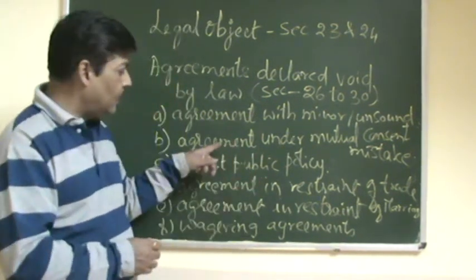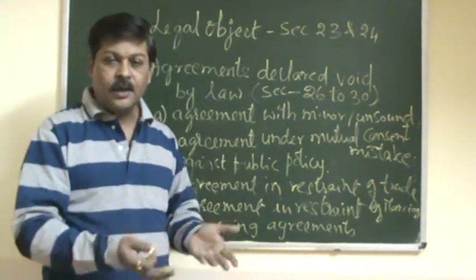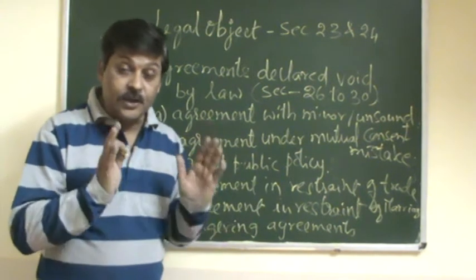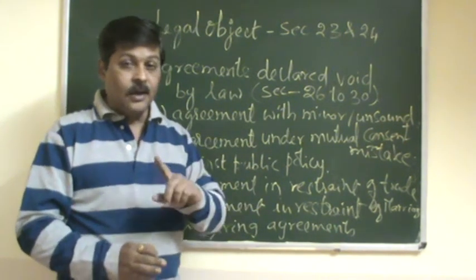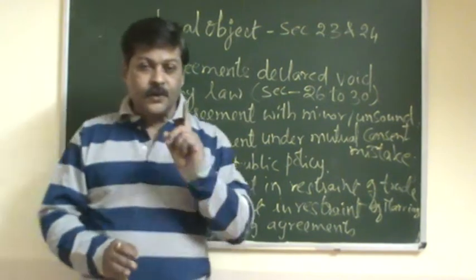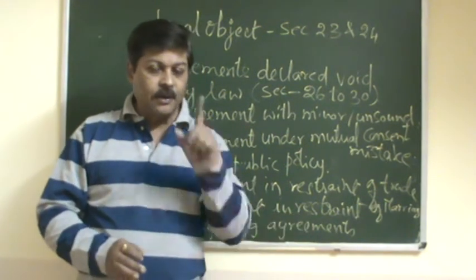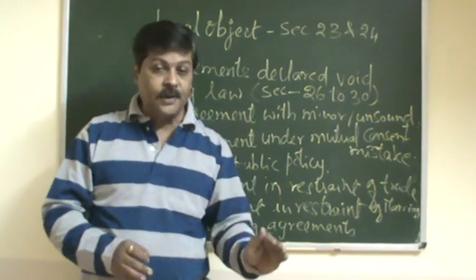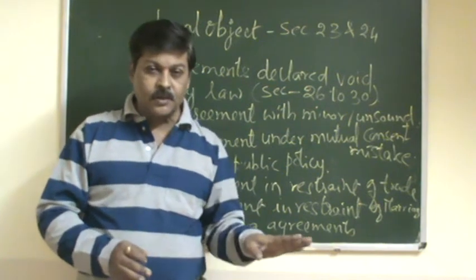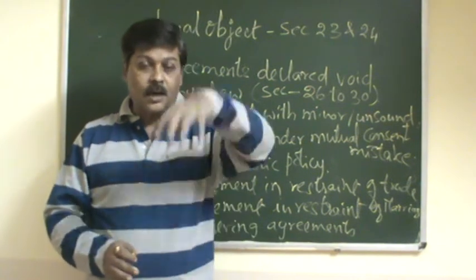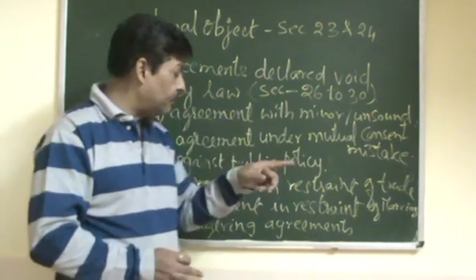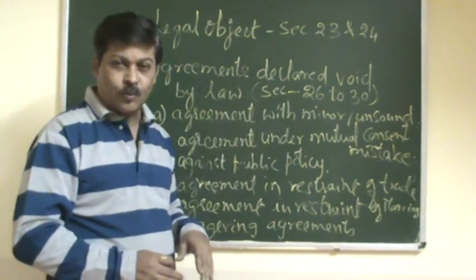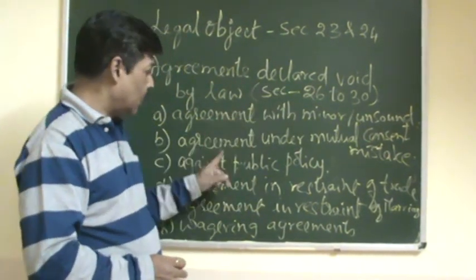So for that reason, where such a mistake is committed, it should be bilateral, not unilateral, and not a mistake of law. If it is a mistake of law, it is not excusable. If it is a unilateral mistake, where only one party is mistaken, it is not excusable. If both the parties are under the error, a bilateral mistake, then the agreement is declared void. That is the error.